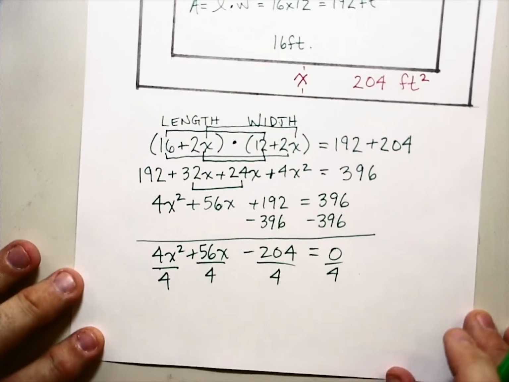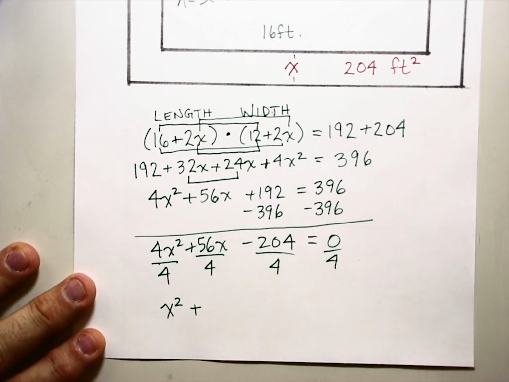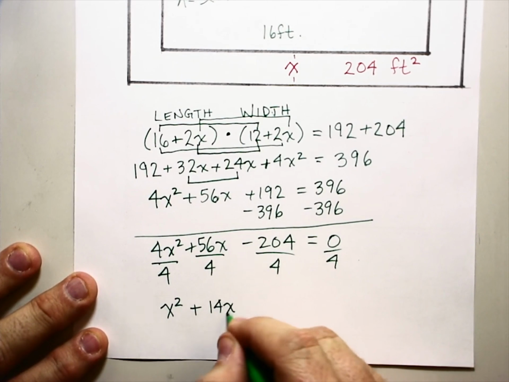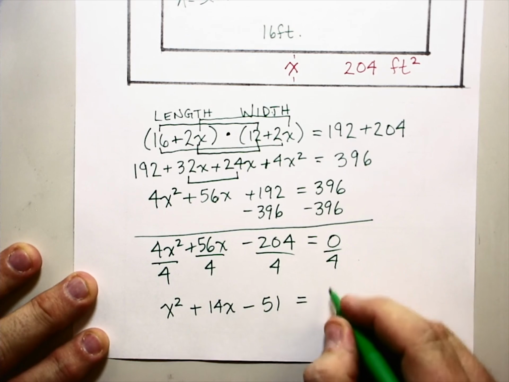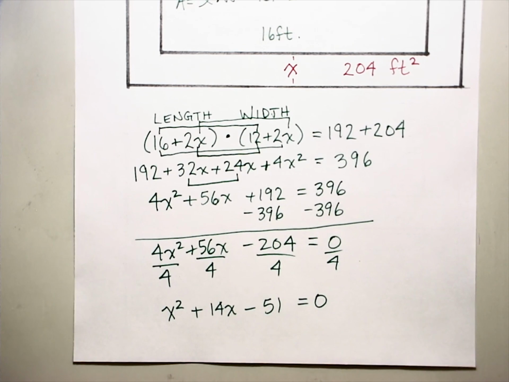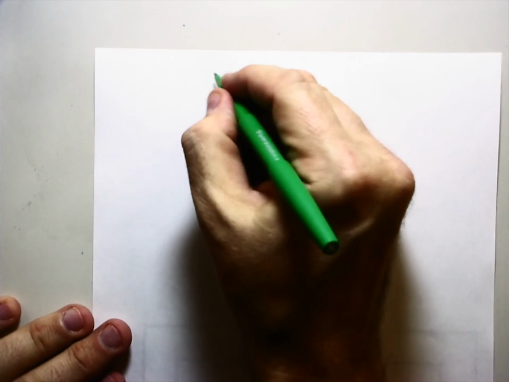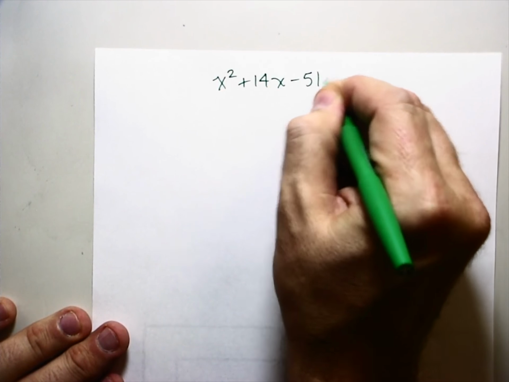And when I do that, I'm left with x squared plus 56 divided by 4 is 14x, minus 204 divided by 4 is 51, and of course 0 divided by any non-zero number always equals 0. So I have the equation x squared plus 14x minus 51 equals 0. Now I'm going to rewrite that on another sheet of paper to make it a little bit easier for us to continue our work. Just rewriting our original equation that we just found, x squared plus 14x minus 51 equals 0.